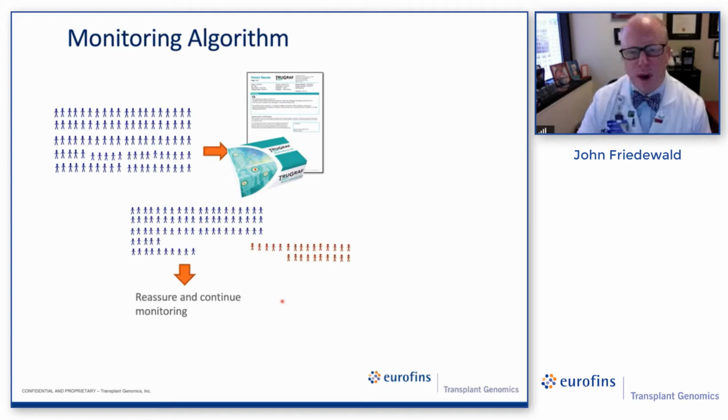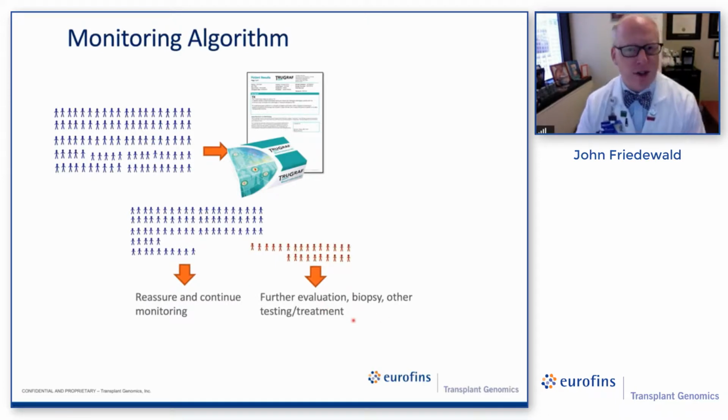Then you can take the smaller group of patients, which are more manageable, and say, you've got an abnormal test result. We probably should do further evaluation, whether that's a biopsy or other testing or treatment, such as adjustment of baseline immunosuppression. But at least you can focus your efforts on patients who need more of your attention and reassure those that are doing well.